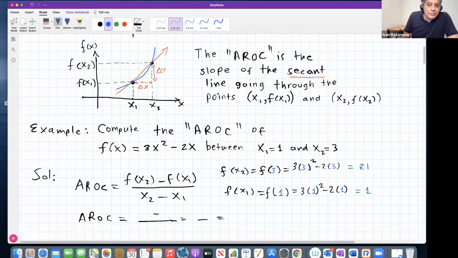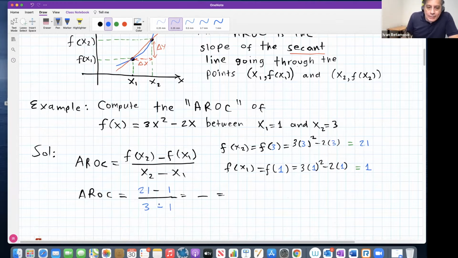All right, once you have these two output values associated to these input values, you place them here. f of x2 is 21, f of x1 is 1, over the difference of the input values. The input values, remember, are 3 and 1, so 3 minus 1. So 21 minus 1 is going to be 20, and 3 minus 1 is 2. 20 divided by 2 is just 10. So 10 is the average rate of change.